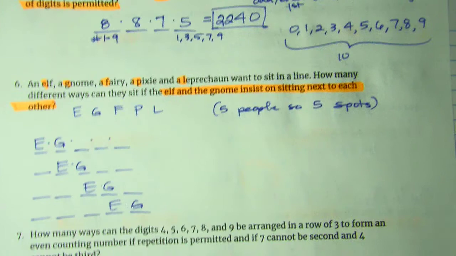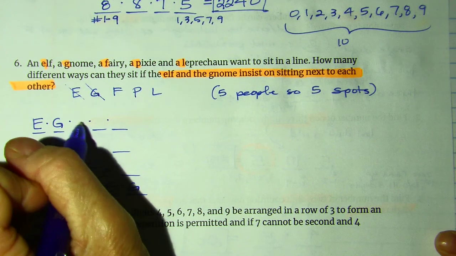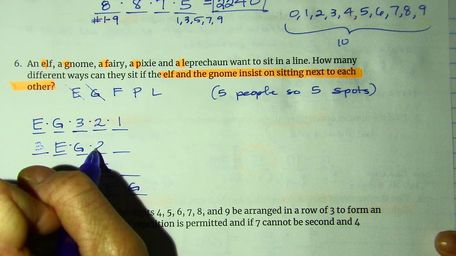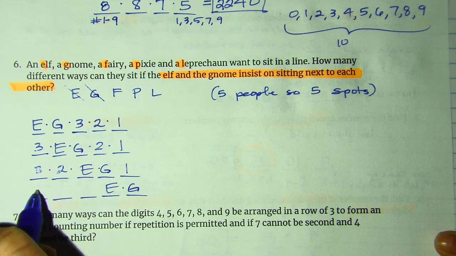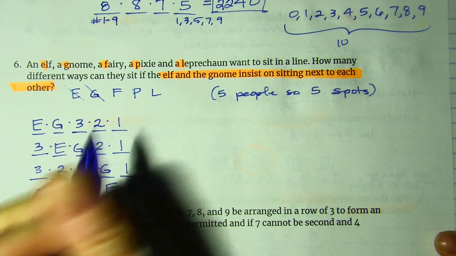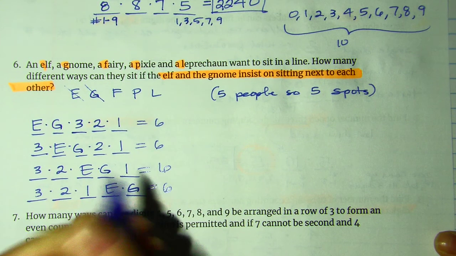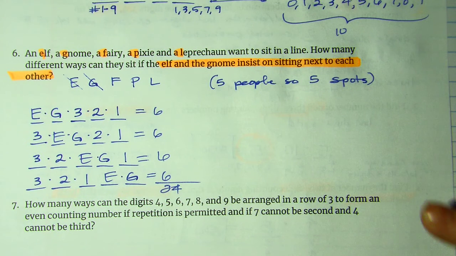So if I was to fill in these spots, if the elf and the gnome sit here, then I'm only left with 3, then 2, then 1. 3 could sit here, 2 could sit here, 1 could sit here. 3 times 2 times 1. All of these equal 6. So that's 24. Anyone seen another possibility?